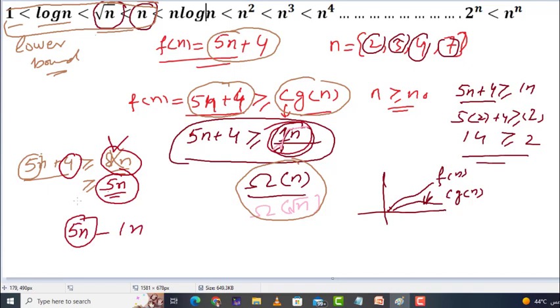So keep in mind that whenever you try to find the upper bound and lower bound of a given function, try to find the optimized value, the one close to that particular given function. So this is all about the lower bound. We will have a few examples later in the next video.